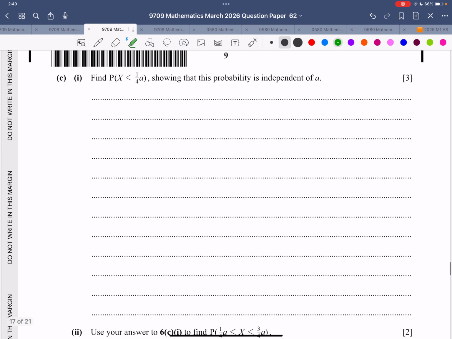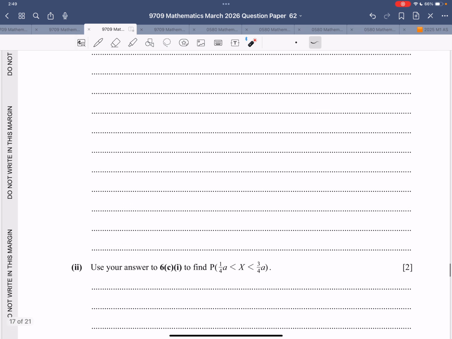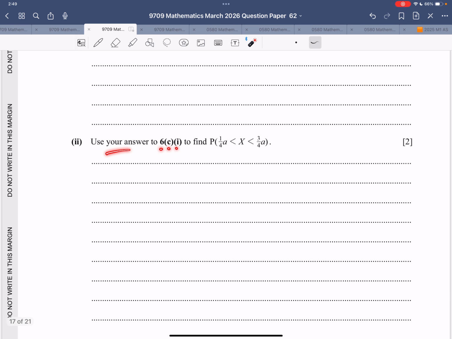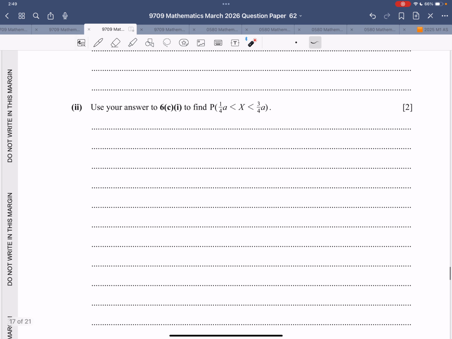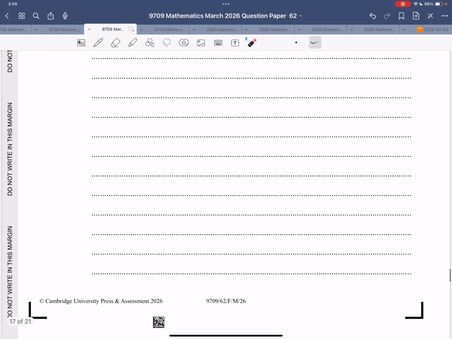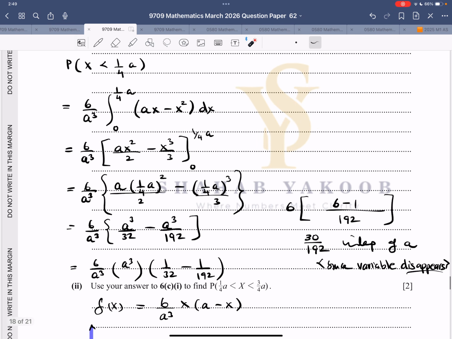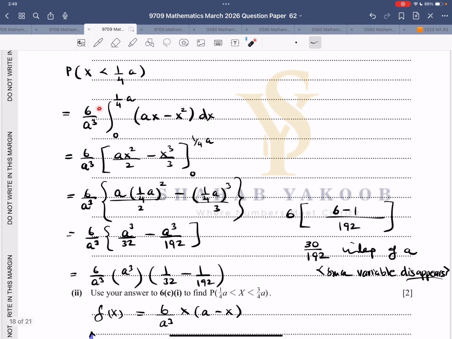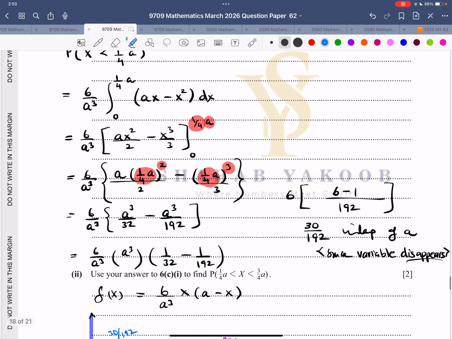So now, find the probability x less than 1/4 a, showing that this probability is independent of a, and use your answer to 6c part 1 to find the probability x lies between 1/4 a and 3/4 a. So probability x is less than 1/4 a, that is the k value, ax minus x square. The integration was done earlier. Again, let's focus on these values. So this is 1/4 a. I'm plugging 1/4 a over here, squaring it, cubing it, and I did not even bother showing for 0 because these two will become 0.